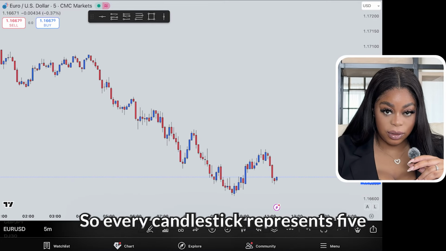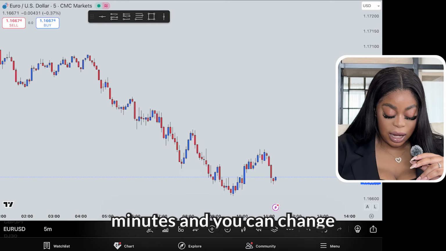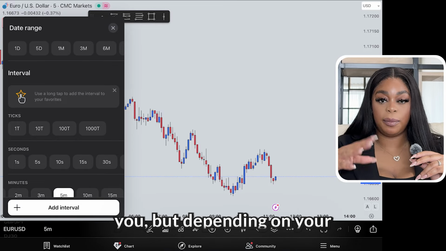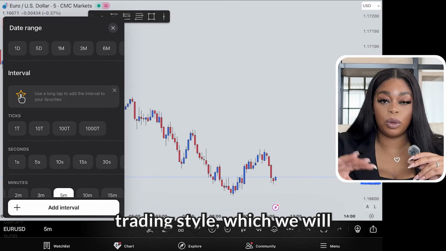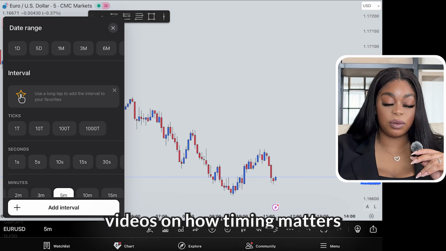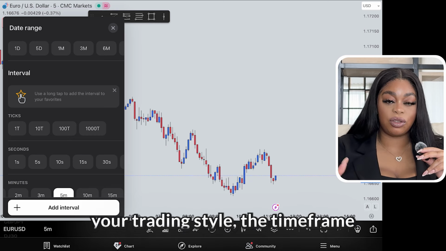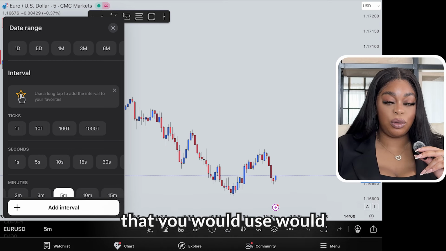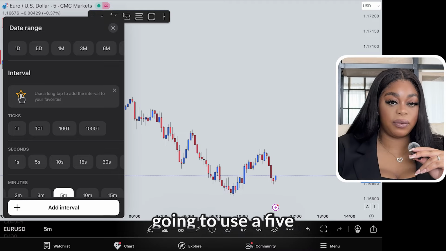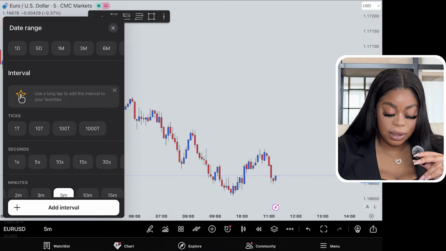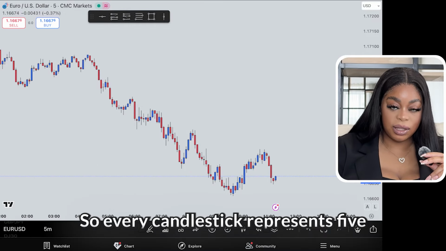So every candlestick represents 5 minutes, and you can change your time frame to whatever suits you, depending on your trading style, which we will definitely get into in future videos on how timing matters and time frames. But depending on your trading style, the time frame that you would use would depend on that. So right now I'm just going to use a 5-minute time frame just for this video to show you guys the market directions. Okay guys, so every candlestick represents 5 minutes.